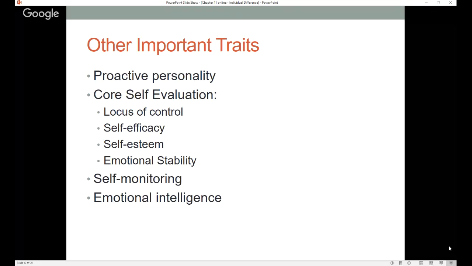So the big five are not the only personality traits, though, that people are measured on. There are a number of other traits that are important in the workplace. And some of them are proactive personality, someone who's able to take initiative and persevere to influence the environment. Then there's another category of personality for self-evaluation. It's a very management-focused personality cluster, so to speak. It's made up of 4 different personality traits: locus of control, self-efficacy, self-esteem, and emotional stability.